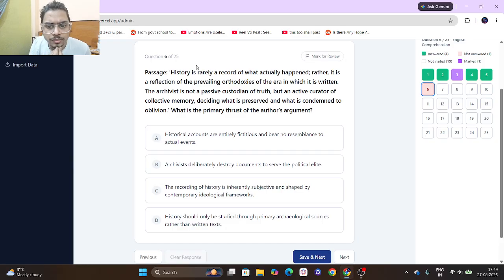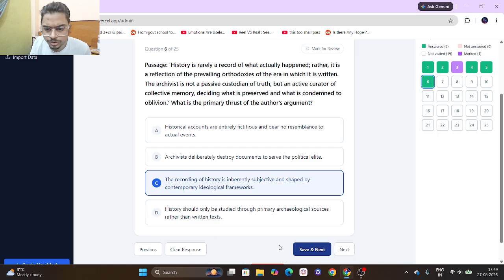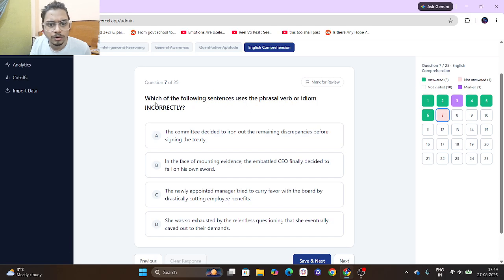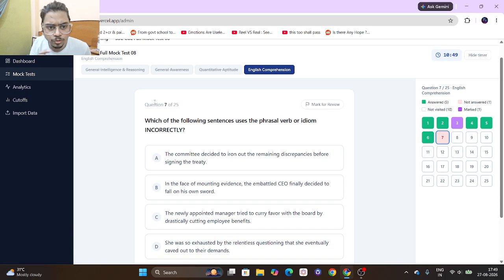Historical accounts are entirely fictitious and bear no resemblance to actual events. Archivists deliberately destroy documents to serve the political elite. The recording of history is inherently subjective and shaped by the contemporary ideological framework. Right? History should be studied through primary archaeological survey. No, no, which of the following, I will focus more on everything.